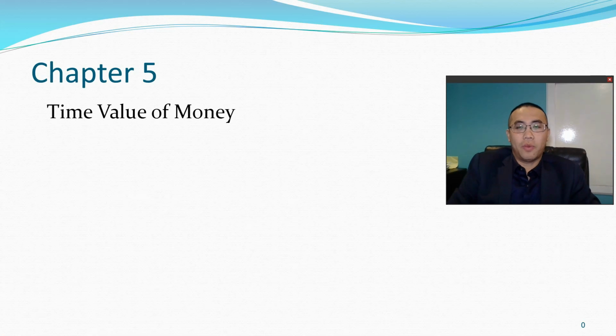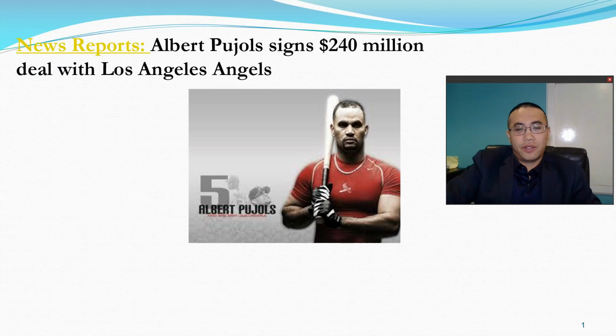In this video clip, we're going to start a new chapter, the time value of money. So here, let me bring you a very interesting example. We have a baseball player here. His name is Albert Pujols. He makes a lot of money. So what you see here is a $240 million contract he signed with the Los Angeles Angels, a baseball team. Well, I'm not sure how good he is, but definitely I want to be his money manager.